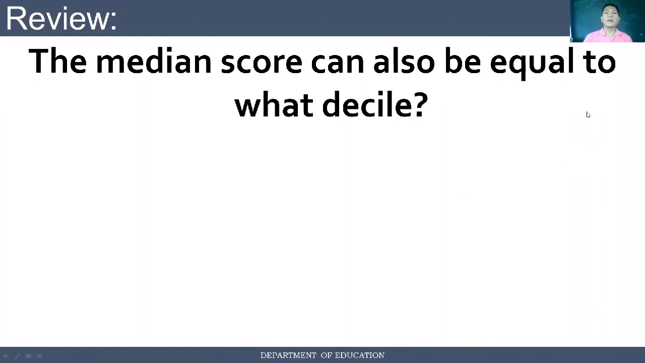First, the median score can also be equal to what decile? Go. And what is your answer? Fifth decile, and you are correct.